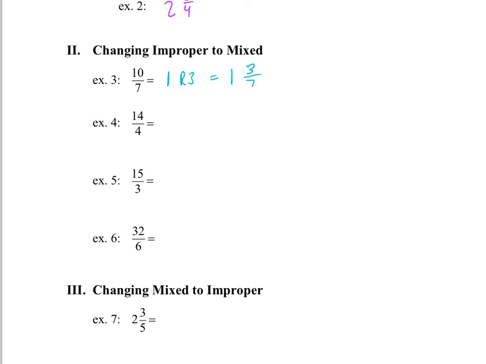Okay? So 14/4. How many times does 4 go into 14? 3 times, with a remainder of 2. So that is 3 and 2/4, which is the same as 3 and 1/2. Tracking so far? Yeah. All right, good.